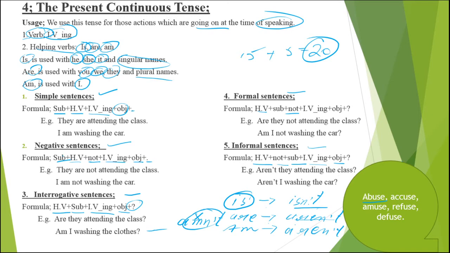Will you abuse him, will you not abuse him, won't you abuse him, you are abusing him, you are not abusing him, are you abusing him, are you not abusing him, or aren't you abusing him.